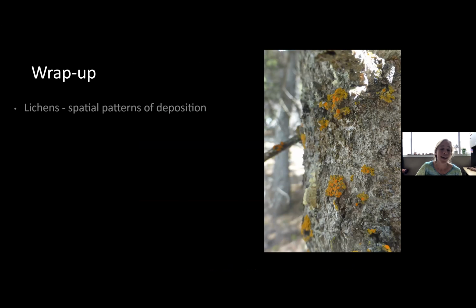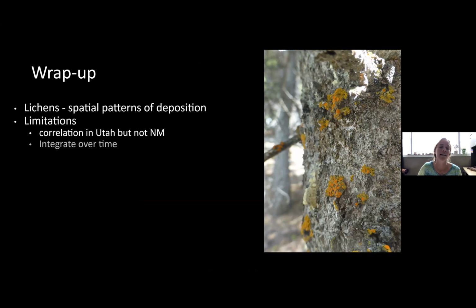All right, so lichens can tell us about spatial patterns of deposition. In Utah, we found a reasonable correlation. We can use this to map how nitrogen is coming into the forests, at least in some areas. But there are limitations. This method was not successful in New Mexico. It integrates over time, so this isn't going to tell us about specific inversion events. The lichens are taking these nutrients into their bodies over multiple months.